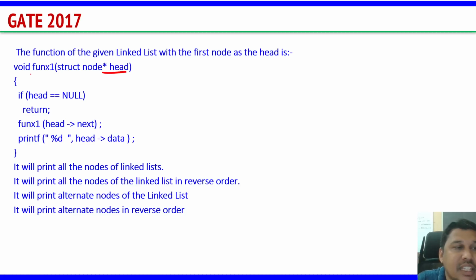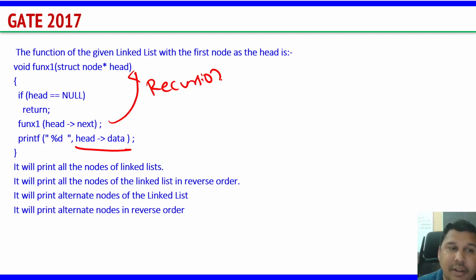So there is a function f x1. I am giving head as the input. If head is null, return nothing. Otherwise, head next. Right. So it is kind of a recursion. Yes, we are using recursion here. And what I am doing, I am printing head of data. So how does this happen? Okay, I am printing head of data.